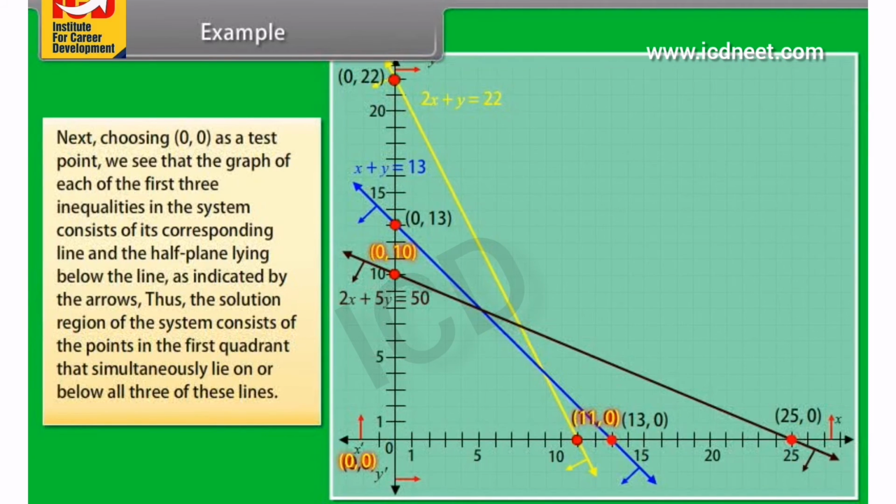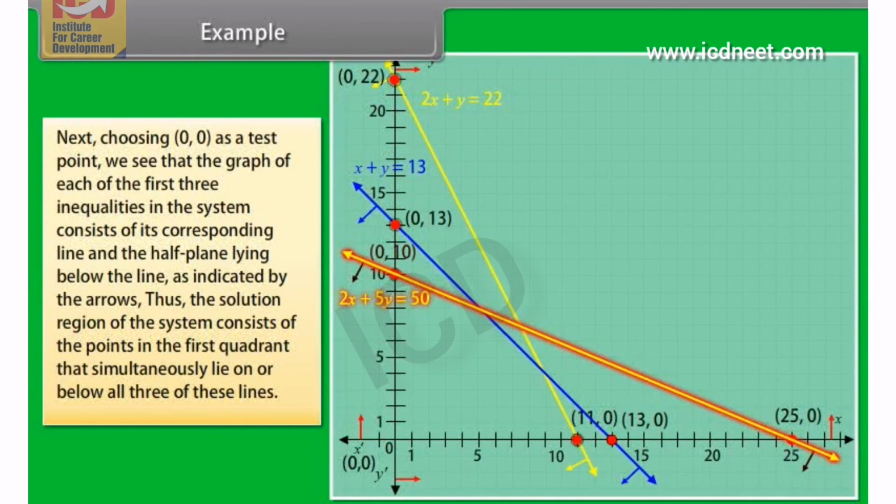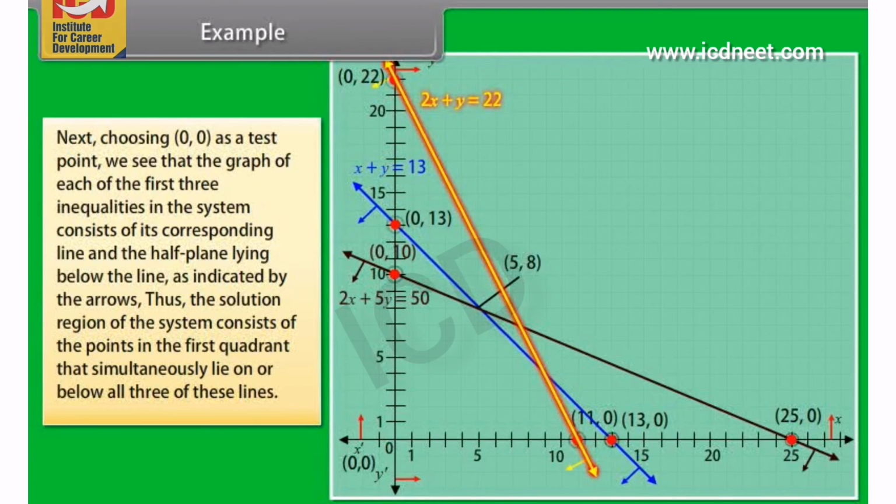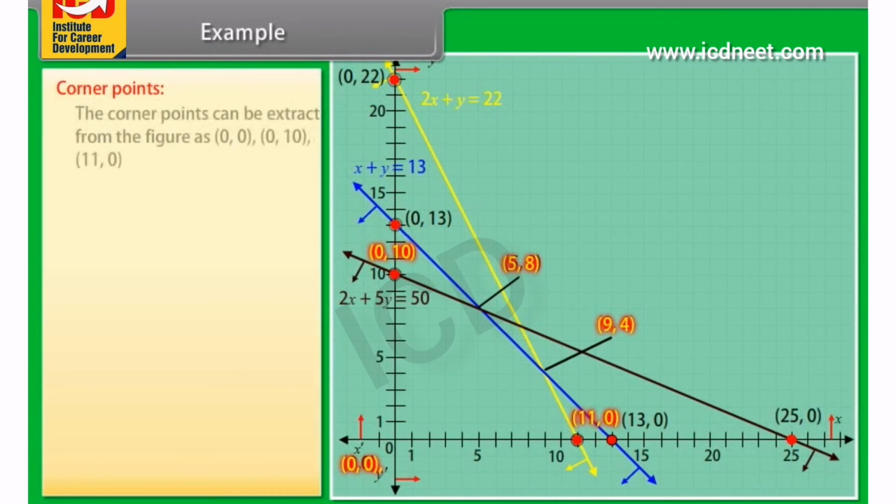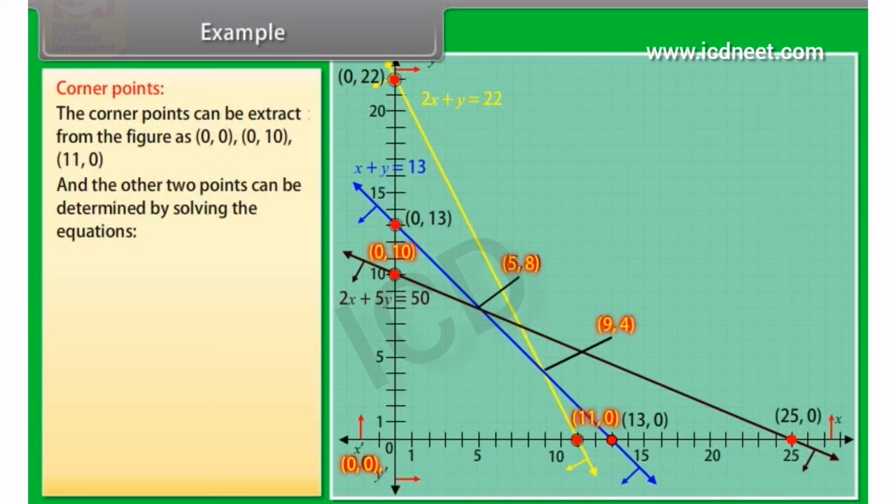Next, choosing (0, 0) as a test point, we see that the graph of each of the first three inequalities in this system consists of its corresponding line and the half-plane below the line, as indicated by the arrows. Thus, the solution region of the system consists of the points in the first quadrant that simultaneously lie on or below all three of these lines. Let's find the corner points. The corner points can be extracted from the figure as (0, 0), (0, 10), (11, 0), and the other 2 points can be determined by solving the equations.